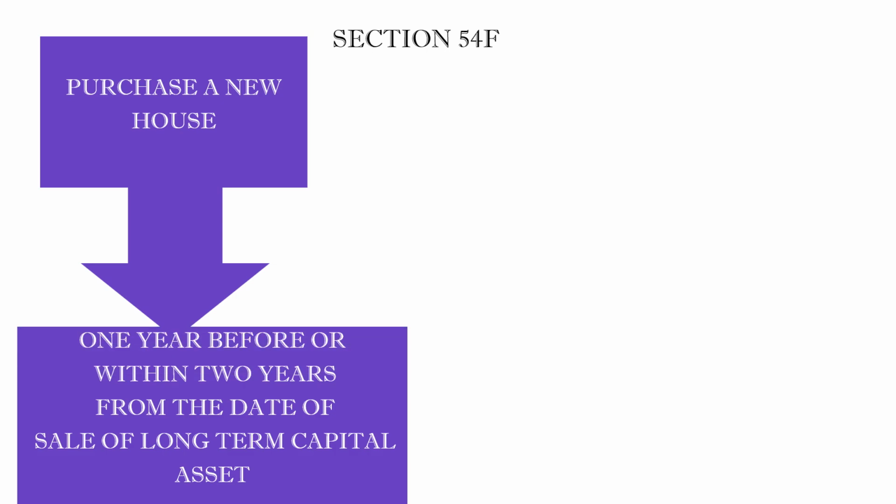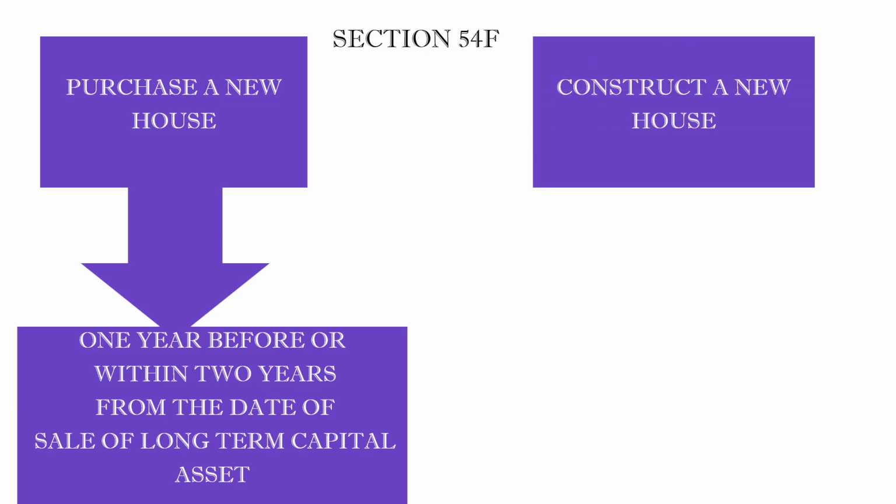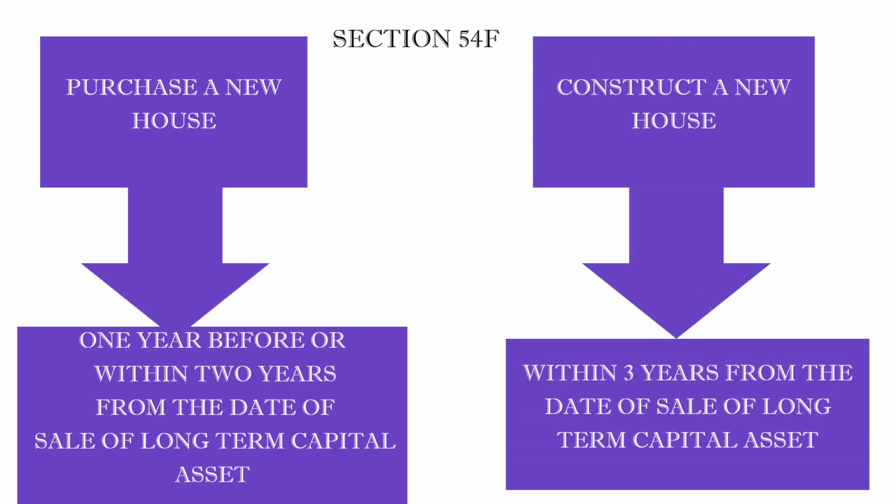Let's take section 54F. First scenario is where you purchase a new house, that is an apartment or an independent house, which you can occupy immediately. It has to be purchased within 1 year before or within 2 years from the date of sale of the long-term capital asset. The second scenario is to construct a new house, and this can be done within 3 years from the date of sale of the long-term capital asset.